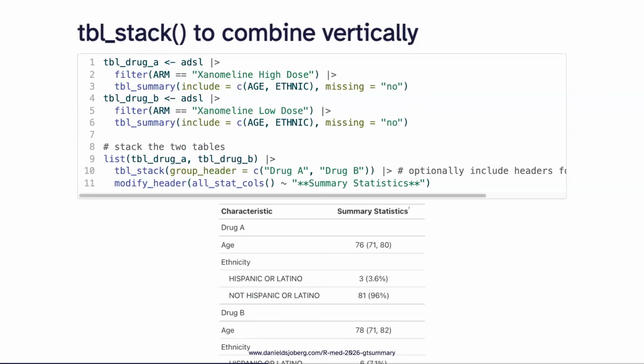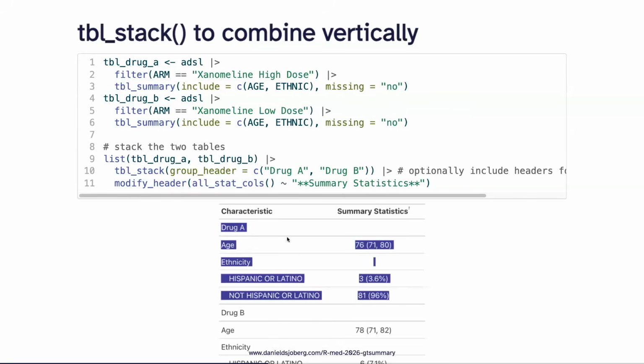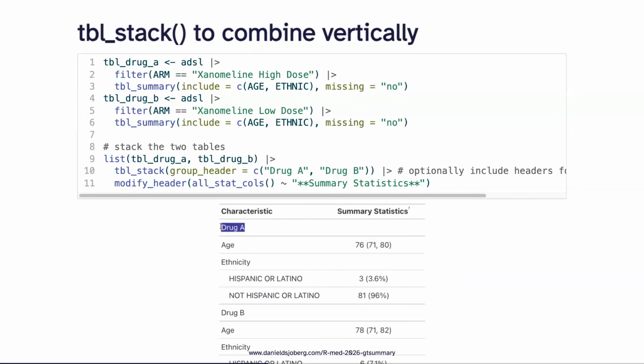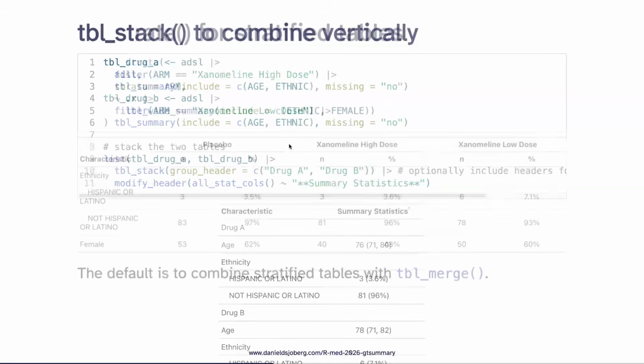So stack is similar, except that you're stacking tables instead of merging them horizontally, right? In this case, I am making a table just for drug A, which is my high dose active treatment. And then I'm making another table that's just for low dose, drug B. So I have those 2 very simple tables, and I'm plopping them into a list and stacking them together, and I'm giving them a group header, in this case drug A and drug B. So you can see that this first part of the table is drug A, and that group header is being added right there. And then you can see that drug B appears just right below it. Again, very simple example, but I will show the power of it in just a moment.